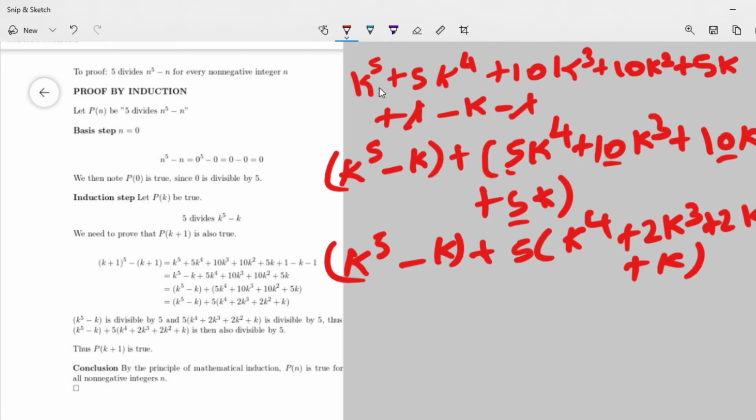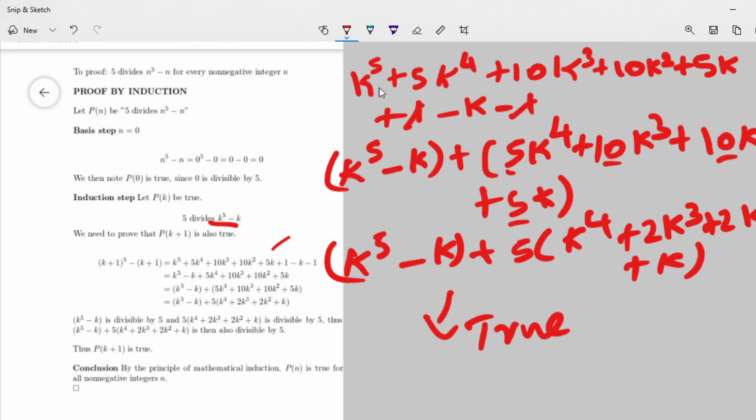Okay. So previously we knew that k power 5 minus k is divisible by 5 individually. So this one we got from the previous step: k power 5 minus k is divisible by 5. Then 5k power 4 plus 2k cube plus 2k square plus k is also divisible by 5. So we can conclude that the whole term, k power 5 minus k plus 5k power 4 plus 2k cube plus 2k square plus k, is also divisible by 5. So which is true.